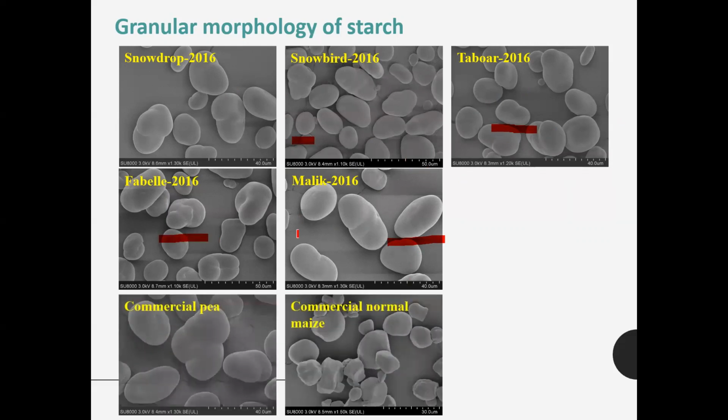And we also included a commercial pea and a commercial normal maize starch in this study. What we found was that the granular morphology of the commercial pea resembled that of the faba bean starches, but the granular morphology of the commercial normal maize starch was distinctively different from that of all the 6 pulse starches, and it also had a smaller granular size than the 6 pulse starches.